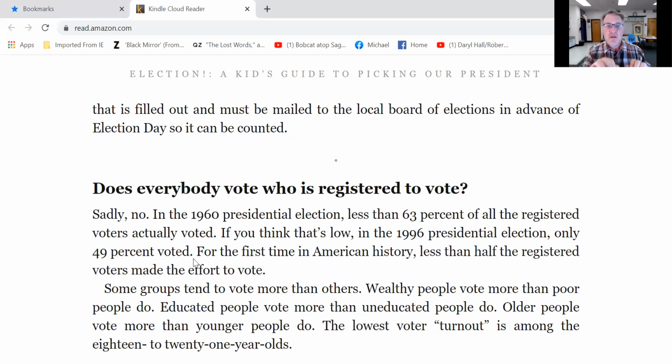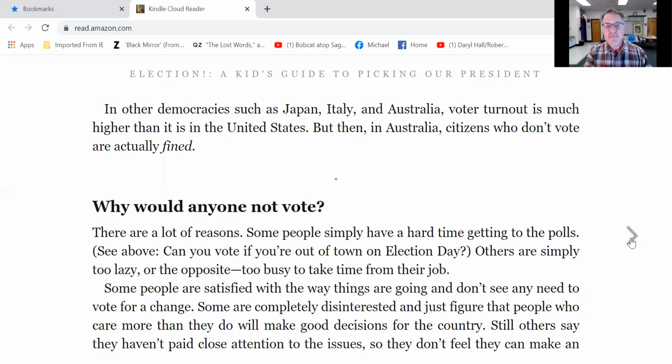You never know. Some groups tend to vote more than others. Wealthy people vote more than poor people do. Educated people vote more than uneducated people do. Older people vote more than younger people do. The lowest voter turnout is always among the 18 to 21-year-olds, which is kind of funny because a lot of effort went into allowing them to vote. And I know when I turned 18, I registered immediately and I voted as soon as the first election rolled around. And I've been voting ever since.